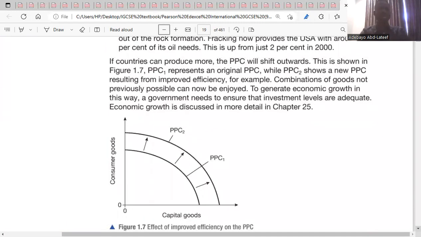So look at the graph. They say if countries can produce more, the PPC will shift outward. So if the economy is growing, the PPC curve will shift outward. What are the conditions that make the PPC shift outward from PPC 1 to PPC 2? Advancement in technology, education and training, labor efficiency, improved efficiency. That's the same as labor efficiency. Do you understand? Yes. So with these things, the production possibility curve of an economy will shift outward.